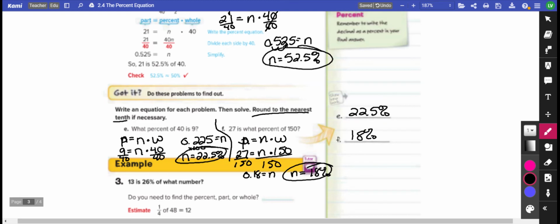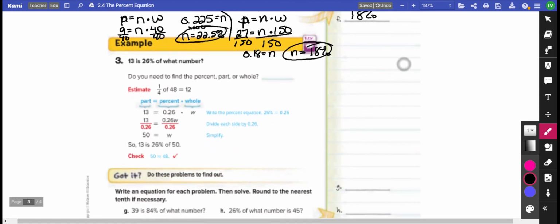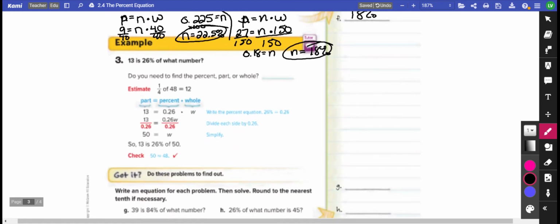So far we have solved for the part, we have solved for the percentage. Let's go ahead and see which portion of the equation we're going to solve for. Number 3, 13 is 26% of what number? Well, this time we're going to be solving for the whole.